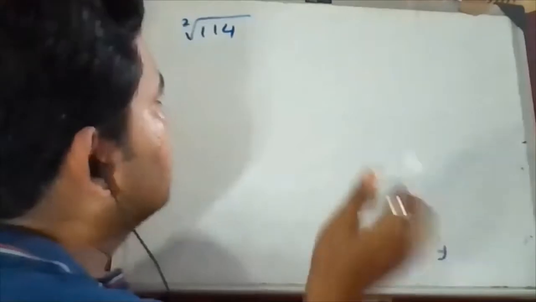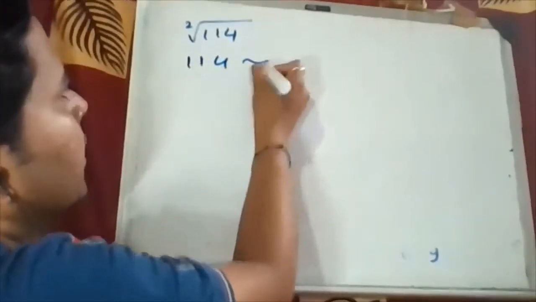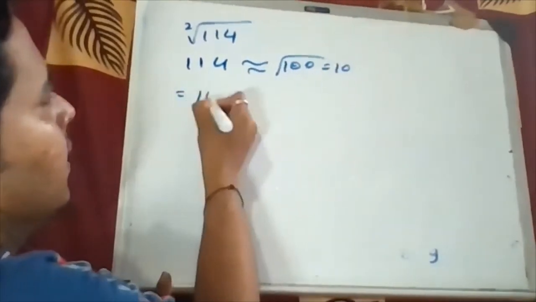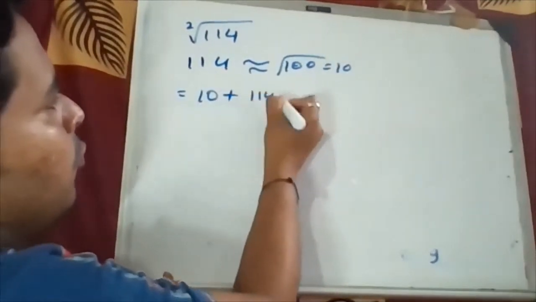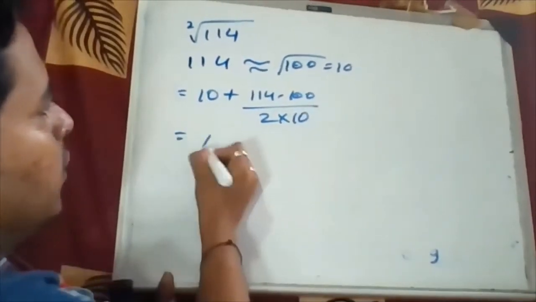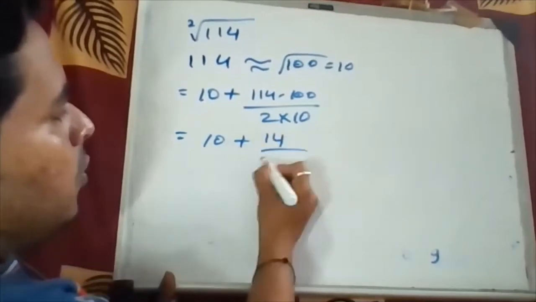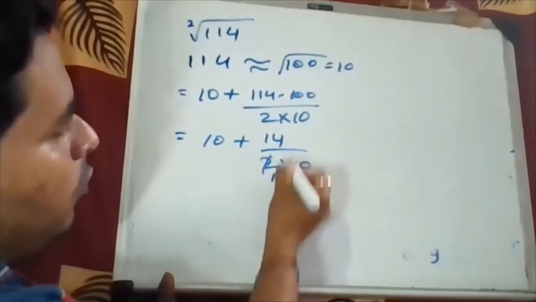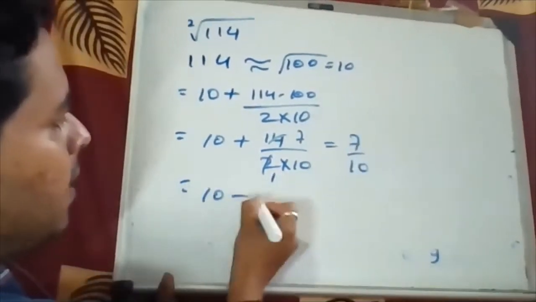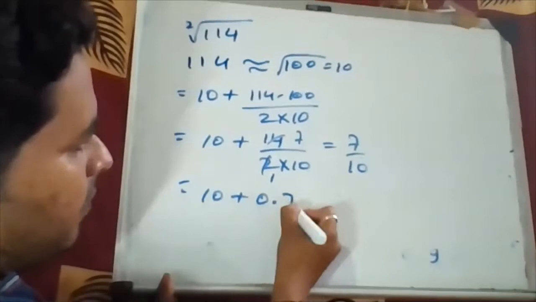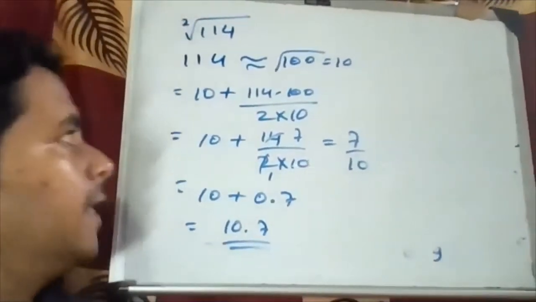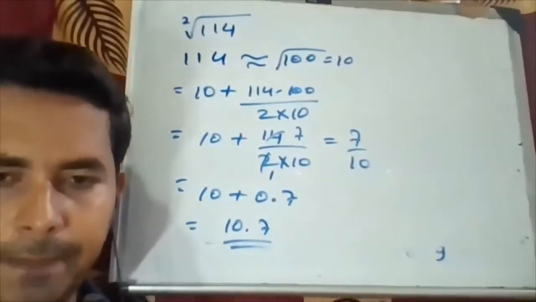So here this is simple. 114 is near to 100, and the square root of 100 is 10. I'll take 10 plus (114 minus 100) divided by 2 into 10. Sorry, 2 into 10. So 10 plus 14 by 2 into 10. 2 ones are 2, 2 sevens are 14, so what I got here is 7 by 10. So 10 plus 7 by 10, which is 0.7. So my answer will be 10.7.